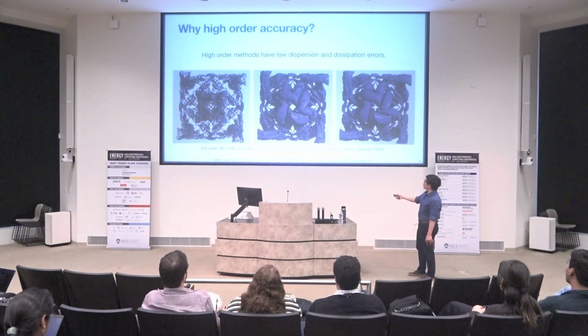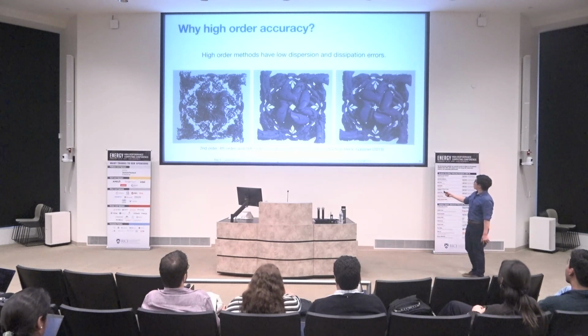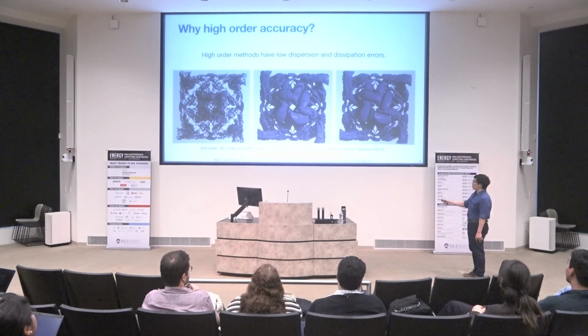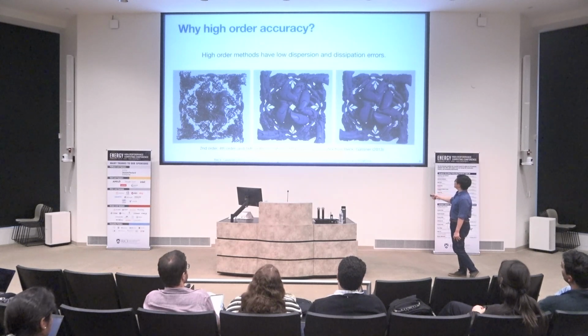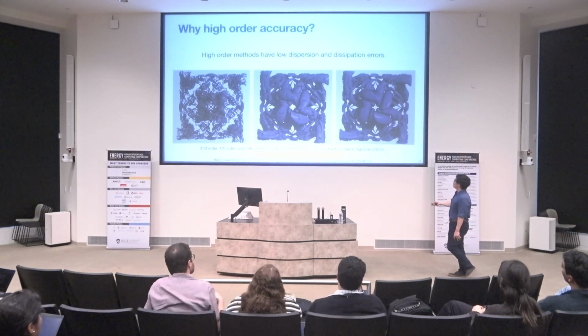If I bump up to fourth order, it gets much better just by this 2-order increase. And if I go to a whopping 16th order, where I'm decreasing the mesh resolution or the grid resolution at every single order increase, then I get this nearly perfect resolution over here.